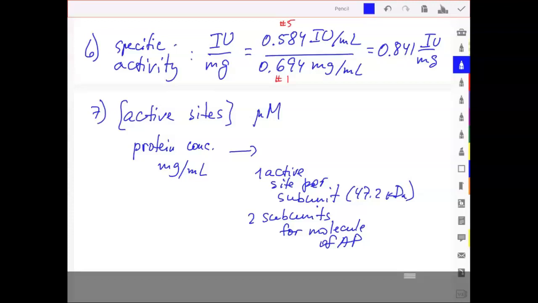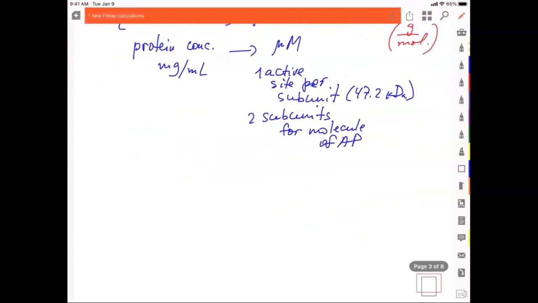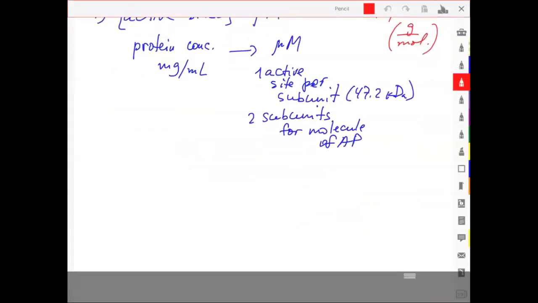And so we're basically just doing unit conversion to micromolar. Mg per ml convert to micromolar. And for that, we're going to need molecular weight. And with molecular weights, 47.2 kilodalton is 47,200 daltons, which is also gram per mole. So that part is helpful. Right? So we just need to convert mg per ml into micromolar. All right, so concentration, let's see. Concentration in mg per ml is going to be 0.694 mg per ml.